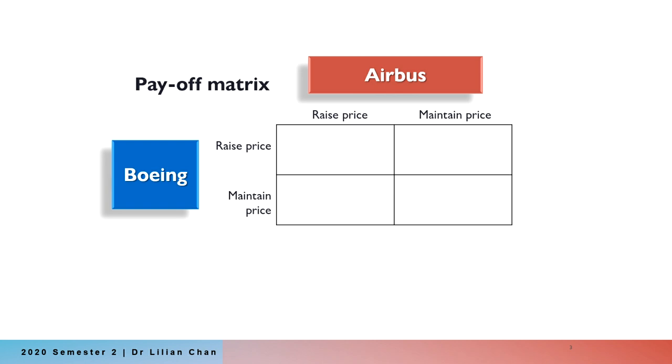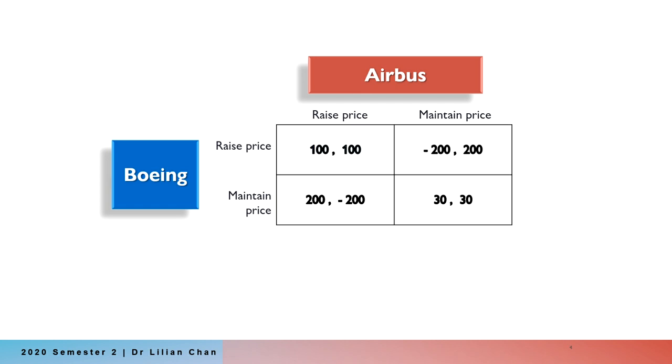Suppose that at the end of each year, Boeing and Airbus must decide the price of their aeroplanes for the coming year. Each firm needs to decide whether to raise the price of its aeroplanes or to maintain the same lower price. So these are the two strategies each firm can choose from. Suppose these numbers are the payoffs.